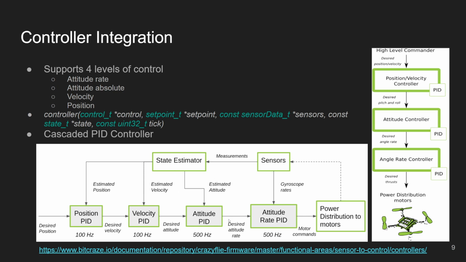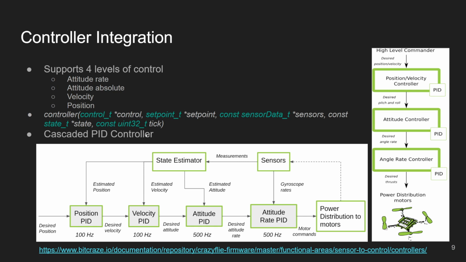So the four main controllers that you need to kind of work with are attitude rate, attitude absolute, velocity, and position. So these are also those set points that we looked at earlier, if they look familiar. And here's kind of the definition of a controller. So here's all the parameters it takes in. There's that control type we looked at, the set point type we looked at, the state type that we talked about. You can get the sensor data if you wanted to perform more precise calculations and determine error with more precision.